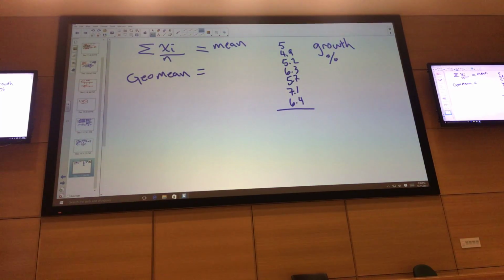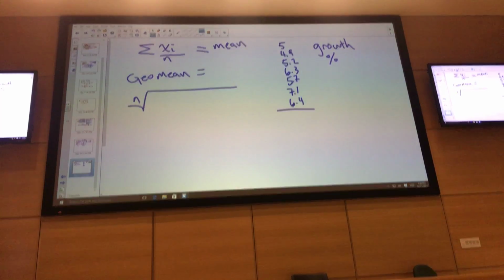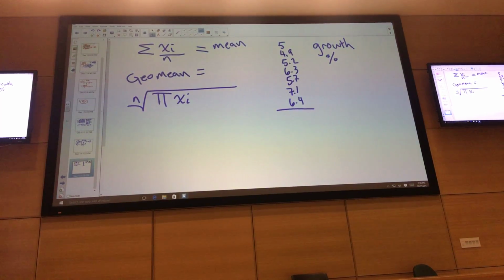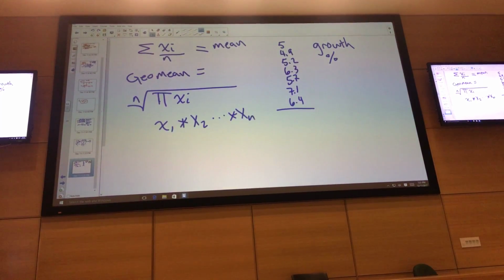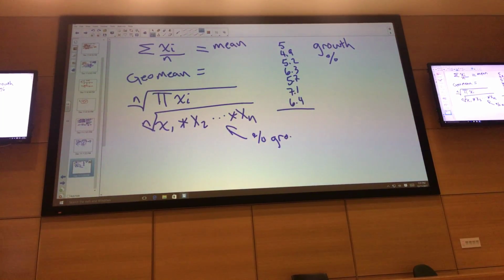And so the geometric mean is equal to the nth root, if you have n options, of the product of the xi's. So this is just like a summation, but it's a product. This is x1 times x2 times through xn, all under the nth root. So if I have 10 options, I multiply them all together, and these are the percentage growth rates.